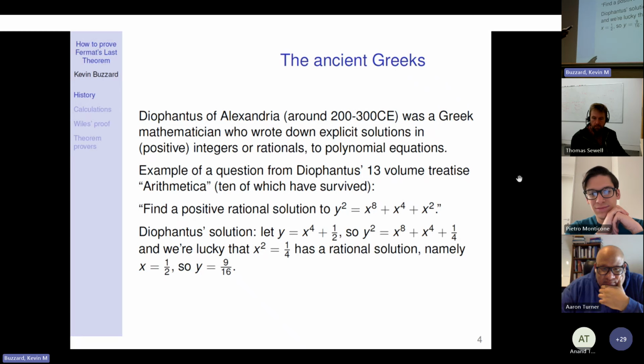And so x to the 4 plus a half isn't always going to work, but if x squared happened to equal a quarter, then it would be perfect. And indeed, we can arrange that because a quarter happens to have a rational square root. So let x be a half, and then y is a 16th plus a half, which is 9/16. And there we go. He's found that equation. He solved that equation. And then for Diophantus, that's done, right? Because the game for Diophantus was just to find one solution.